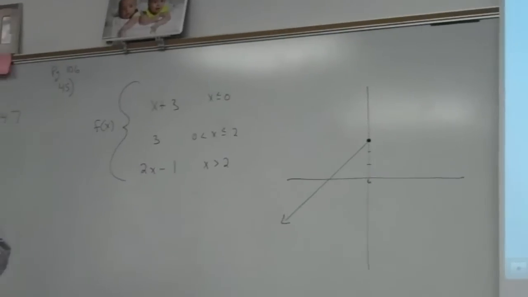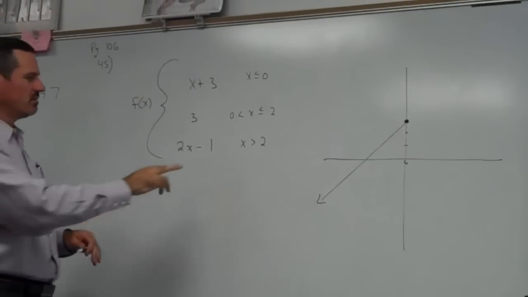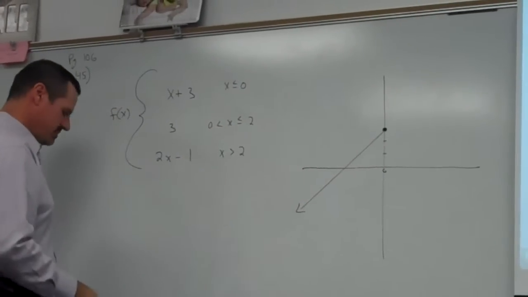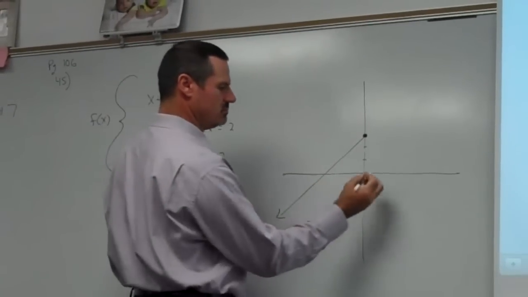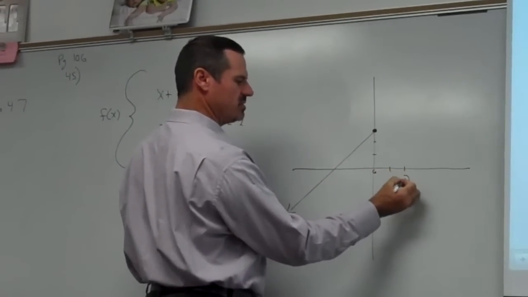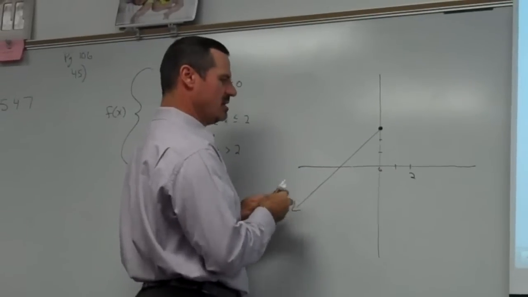Now I want the graph of 3. Again, 3 is a horizontal line, y equals 3, from 0 to 2. Let's draw that one in green. Let's call that one 2. Let's put 2 right there. So 3. Now I'm going to do it this way.